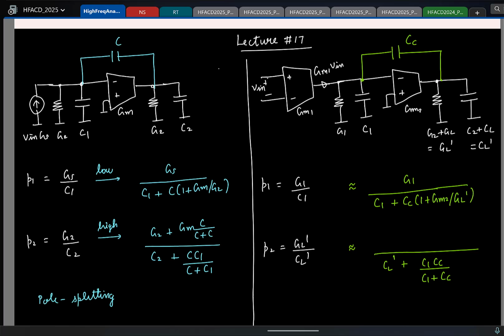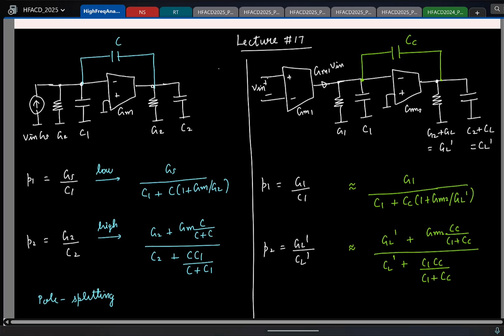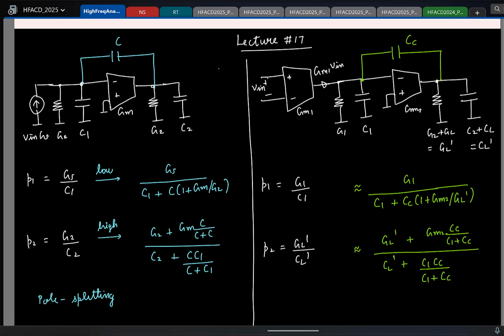Similarly, if I write the total conductance, I obviously have this GL prime, and what else will come? Yeah, we'll have a portion coming from GM2, and what fraction of GM2 will contribute to current? CC by C1 plus CC. So I'll write it like this: GM2 into... So hopefully now you should be comfortable in intuitively writing the pole locations in this case, right? You don't necessarily have to remember it. Just by inspection, you can hopefully now write the pole location.